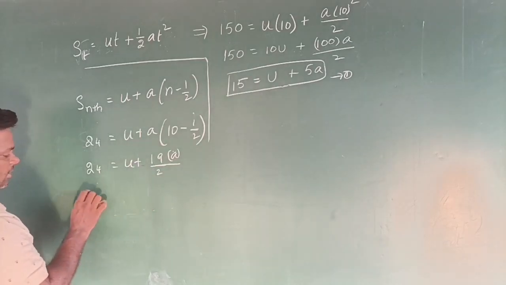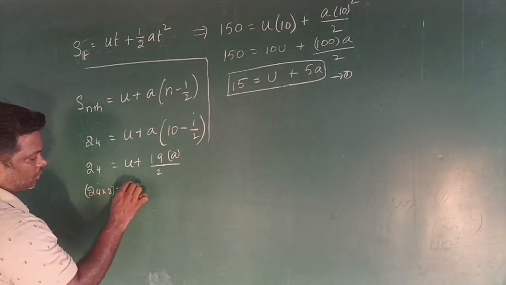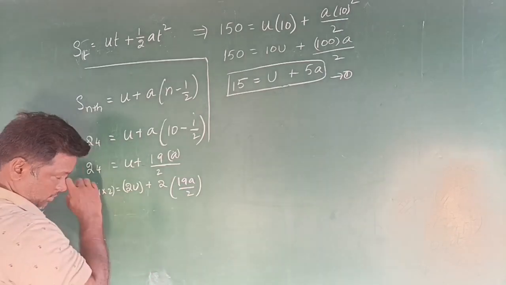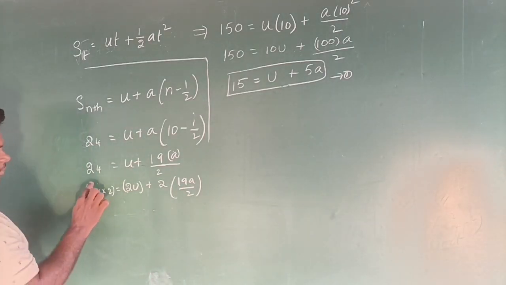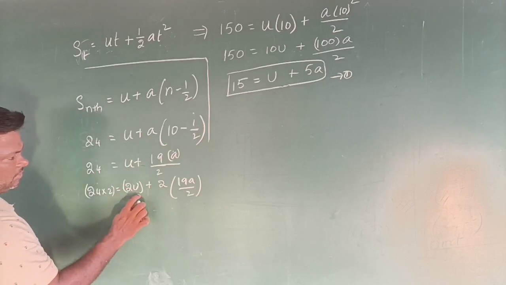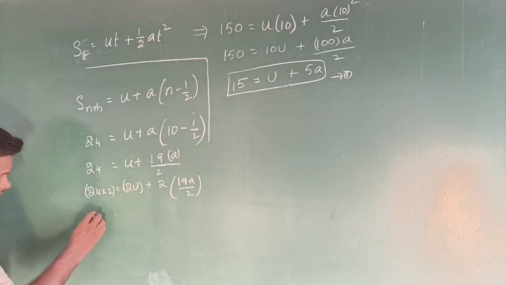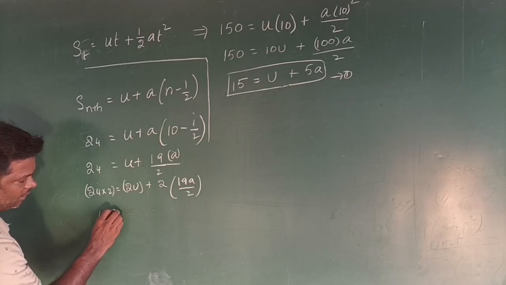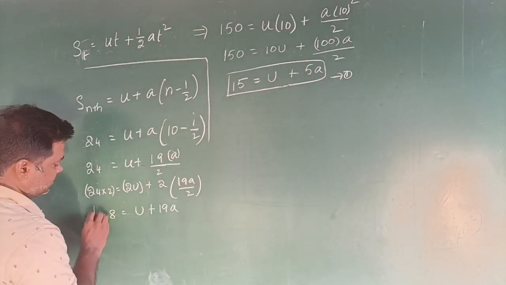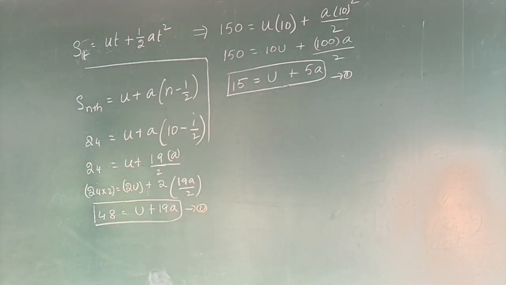Okay, observe here. 24 into 2 is equal to 2 into u, 2 into 19a by 2. Now just watch what I did here. Both sides I multiplied with the 2. This is multiplied with the 2. This is multiplied with the 2. This is also multiplied with the 2. Then these 2 will get cancelled. And in your next statement, you will get 48 is equal to u plus 19a. This is your second equation.